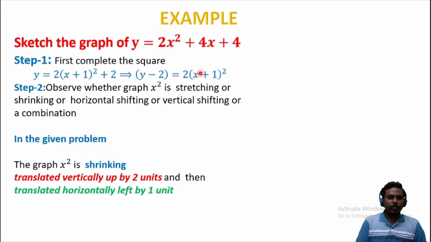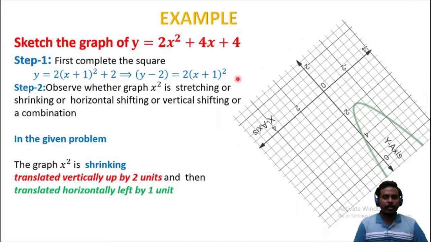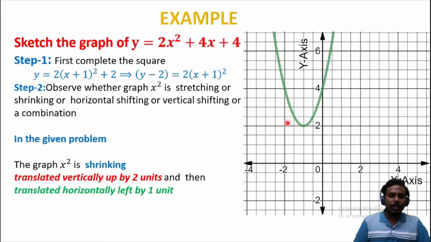And x plus 1 indicates, whenever this is positive, it shifts left side by how many units? 1 unit. So how does the graph look now? Let us see the answer. So this is how the graph looks.